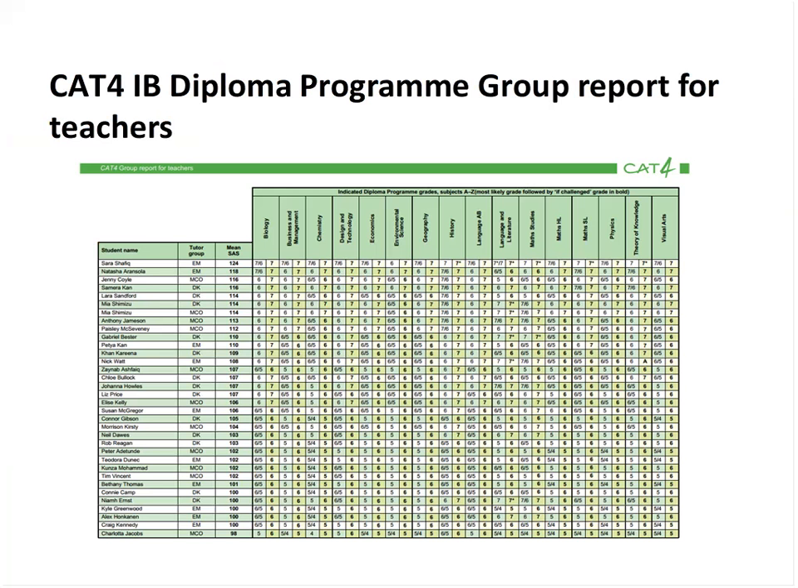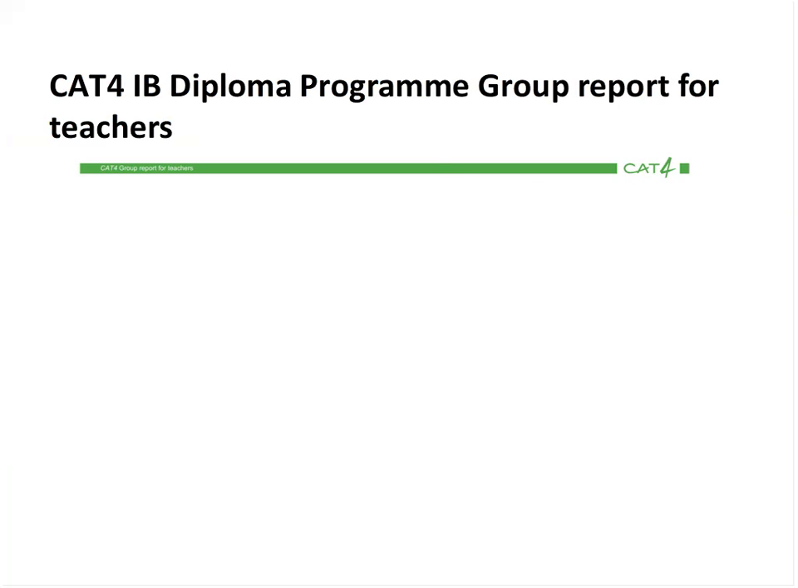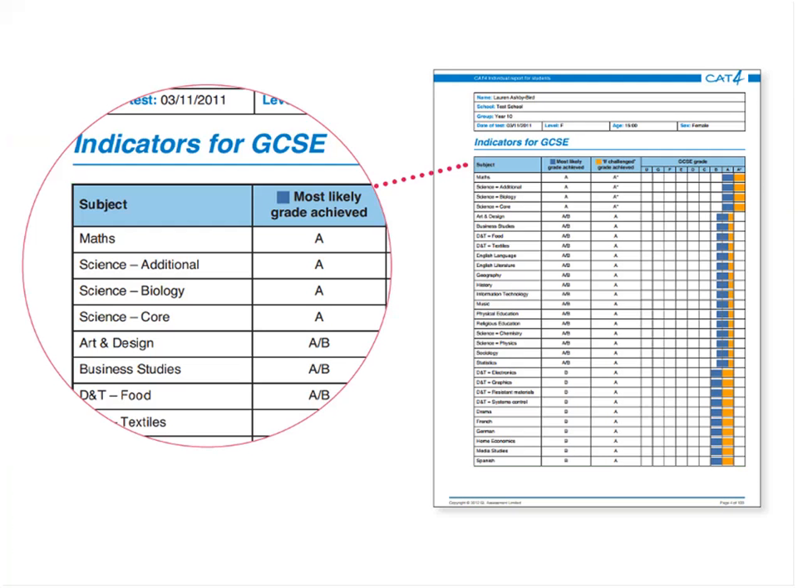That's an example to show you that IB pointers exist within the reports as well. When you're generating a group report for teachers, if you are using IB within your school and want to generate those IB pointers, there's just a simple tick box that you select, and that will generate those IB pointers for you. And another example here. This is on one specific pupil, showing their GCSE indicators, or it could be IGCSE.